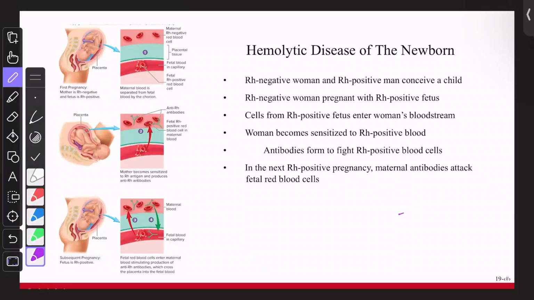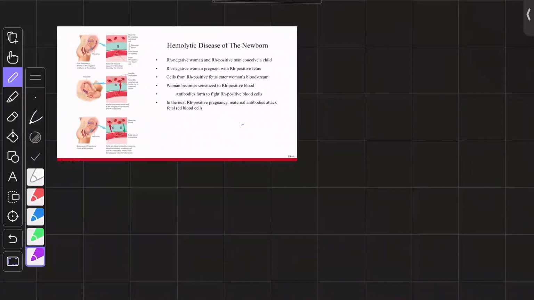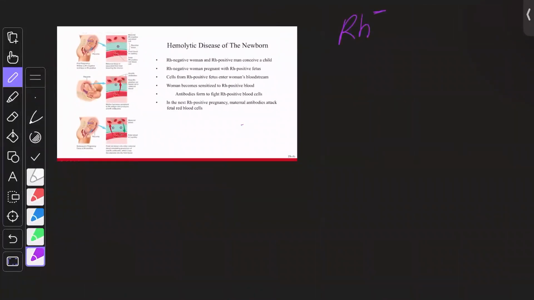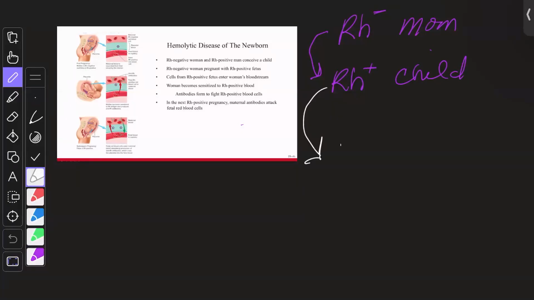Okay. This is a problem for an RH negative mom who is carrying an RH positive child. But the effect of this is actually only going to impact baby number 2 or 3, etc. If the baby is RH negative, right? If the baby is RH negative, like the second or third child, right?